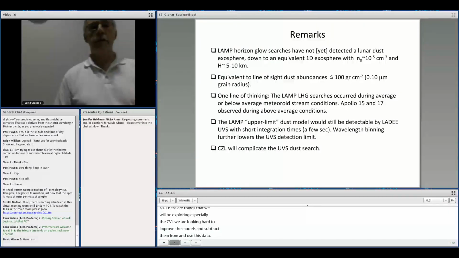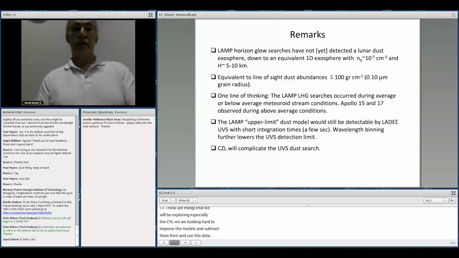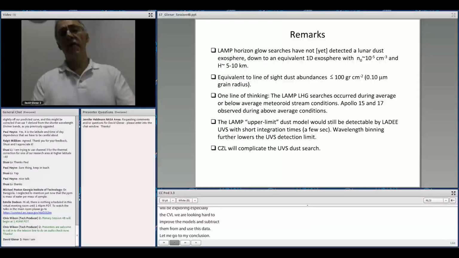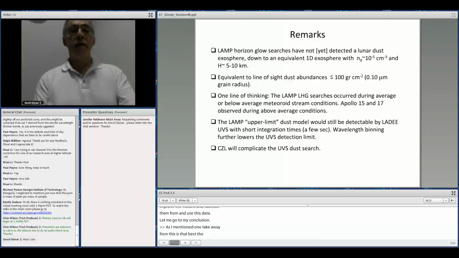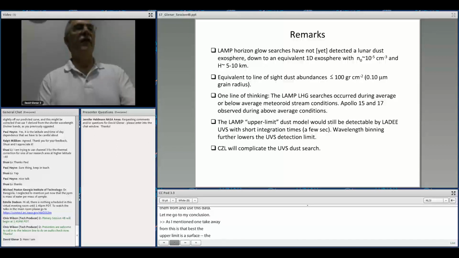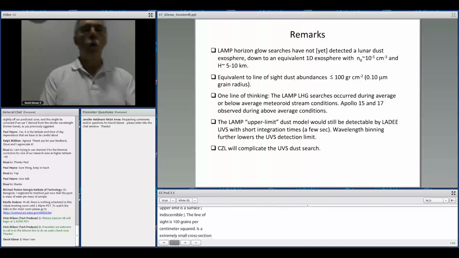All right, so just what I've always mentioned, one takeaway from this is that upper limits seem to be like a number density of 10 to the minus 5 per cubic centimeter. That's in terms of line of sight abundance, about 100 grains per centimeter squared. That's an extremely small cross section when you think about passing through a long line of sight.